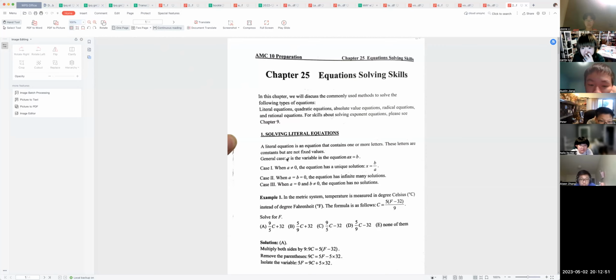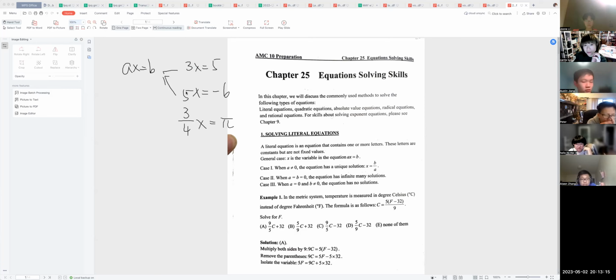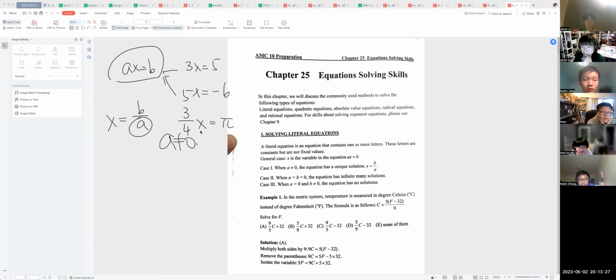So everybody, solving literal equations, 这个我们不讲了啊。Okay, so the most important thing is if you have an equation ax equals b. Sometimes it's 3x equals 5, right? So 5x equals -6, or 3 over 4 x equals pi, something like that, okay? So they all represent ax equals b, correct, everybody? So x equals b over a, but only when a is not equal to 0, right? So if a equals 0, that means this equation has no solutions, correct, Isaac?